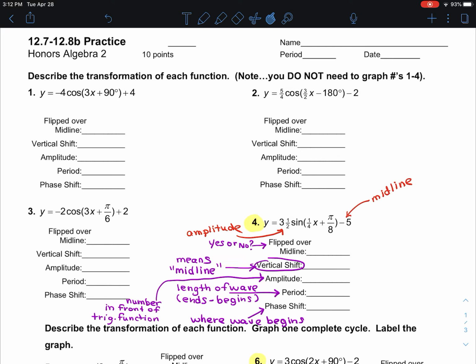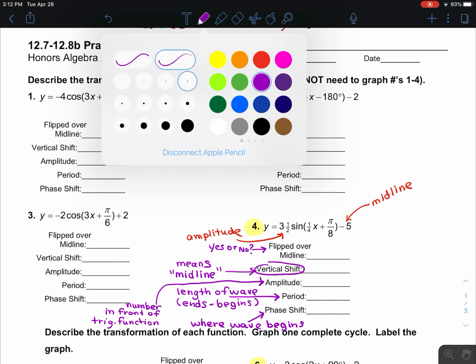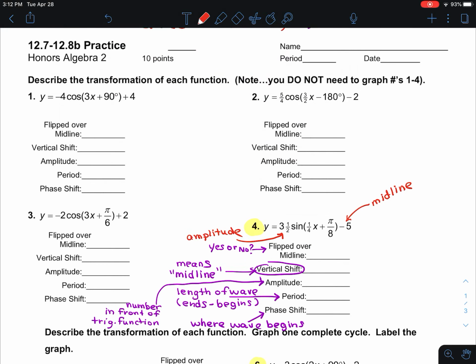One of the questions that you guys were asking about was number 4. I just want to start by dissecting what each of the parts represent. I made some little notes off the side in purple here. Things were worded a little differently on this particular worksheet. When it says flipped over the midline, you're just saying yes or no to whether it's flipped. You look at the number in front of the trig function, and if that number is negative, then you say yes, it's flipped. Otherwise, you say no. So on this one, it's not flipped.